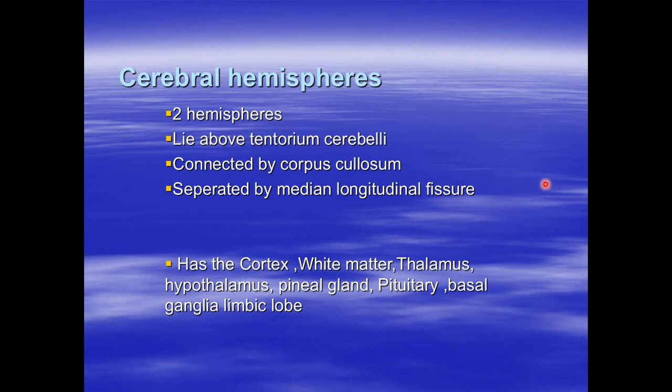There are two cerebral hemispheres, as we all know, and they lie above the tentorium cerebelli. So, the posterior cranial fossa does not contain any cerebral hemispheres. It contains the cerebellum and the brainstem. These two cerebral hemispheres are connected by the corpus callosum, and they are separated by a median longitudinal fissure. It has a cortex, white matter, thalamus, hypothalamus, pineal gland, pituitary gland, basal ganglia, and the limbic lobe.